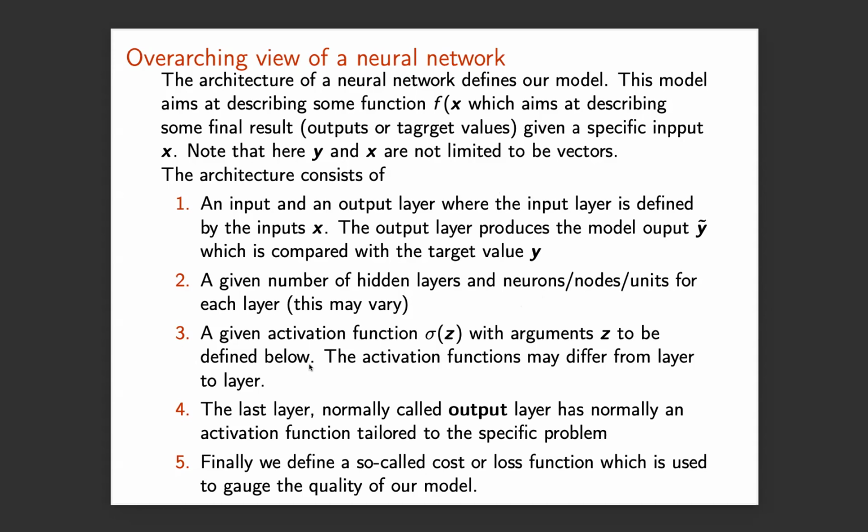And then there is the discussion of the type of activation functions, and they may differ from layer to layer, although that's not common. And the last layer, normally called the output, has normally an activation function which is tailored to the specific problem. So this basic layout is also what you would see in a recurrent neural network and also in a standard convolutional neural network, except that in convolutional neural networks, we would have filters which reduce the dimensionalities of the problem.